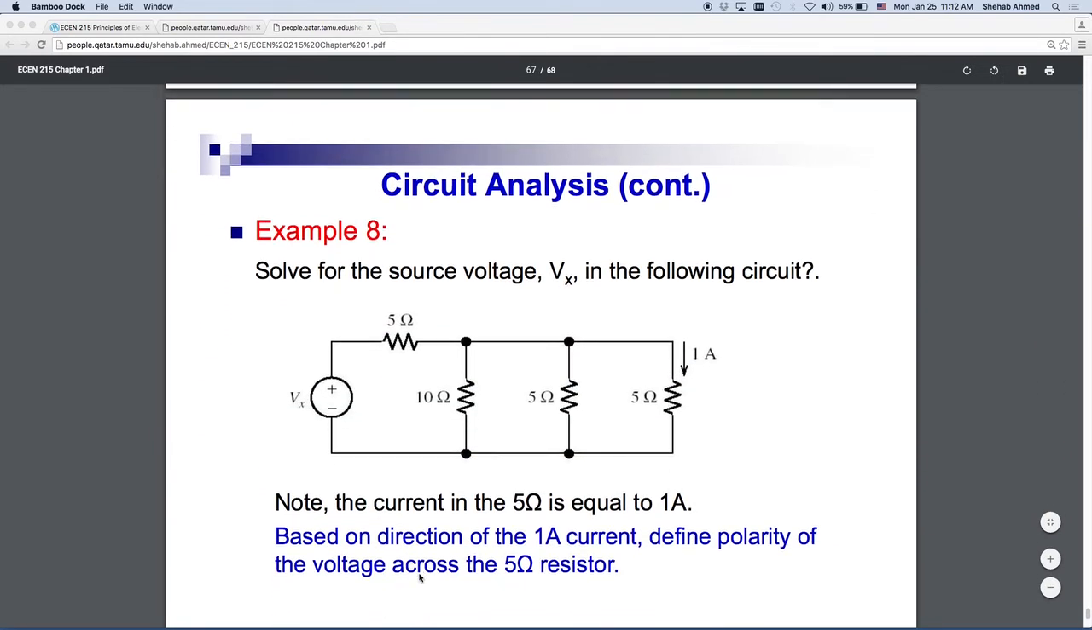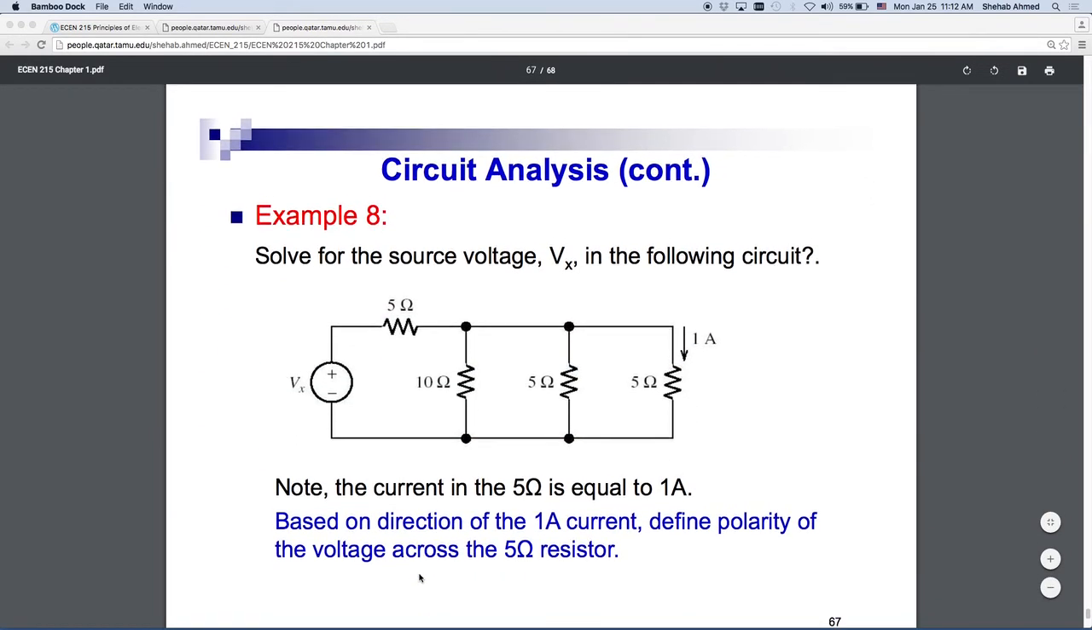So we have a little bigger circuit. Solve for the source voltage Vx in the following circuit. Same kind of problem here. So we were given what? We were given 1 amp flowing in this direction, and we were given a circuit that looks like this. Note the current in the 5 ohm resistor is equal to 1 amp, so we were given the current in this direction.